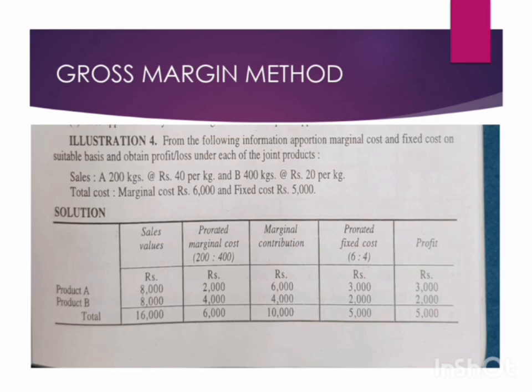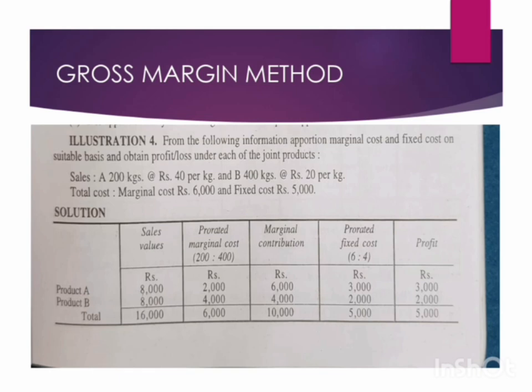To find out the prorated marginal cost, the marginal cost is already given in the question, which is 6,000. Actually, the total cost is 11,000, and in that marginal cost is 6,000 rupees and fixed cost is 5,000 rupees. Now, in the question, the sales of A and B are already given, which are 200 kgs and 400 kgs. This should be taken as a ratio, 200 is to 400. So we have 6,000 and we have to split these 6,000 based on the ratio 200 is to 400 for product A and product B. We get 2,000 for product A and 4,000 for product B.